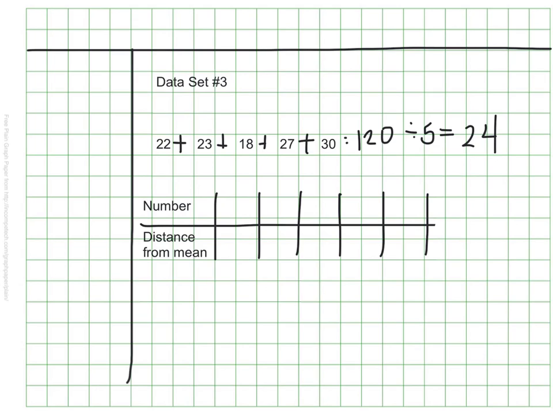Hopefully, we all agree that the mean of this data is 24. Now I can use that to fill in my table. We're going to fill that in and find the distance of each number from 24. Again, pause the video. When you're ready, check in and see if we agree.